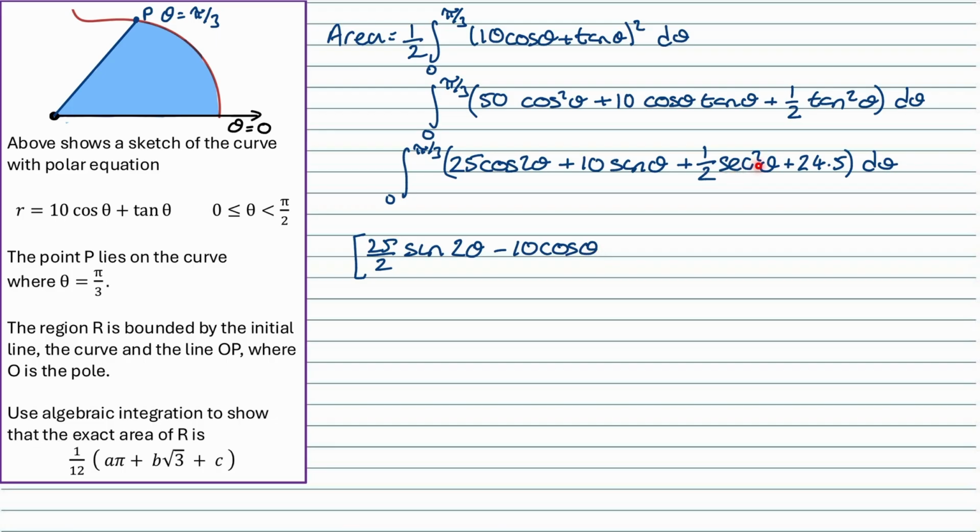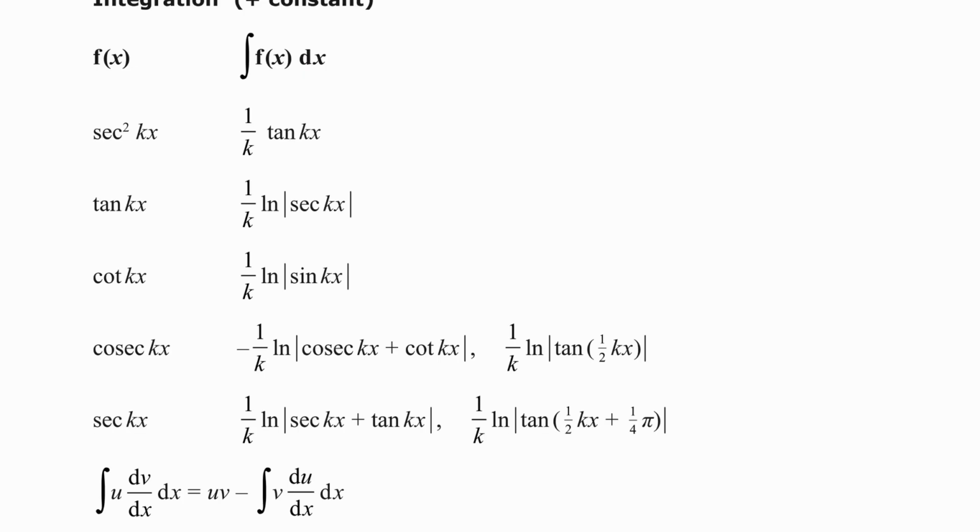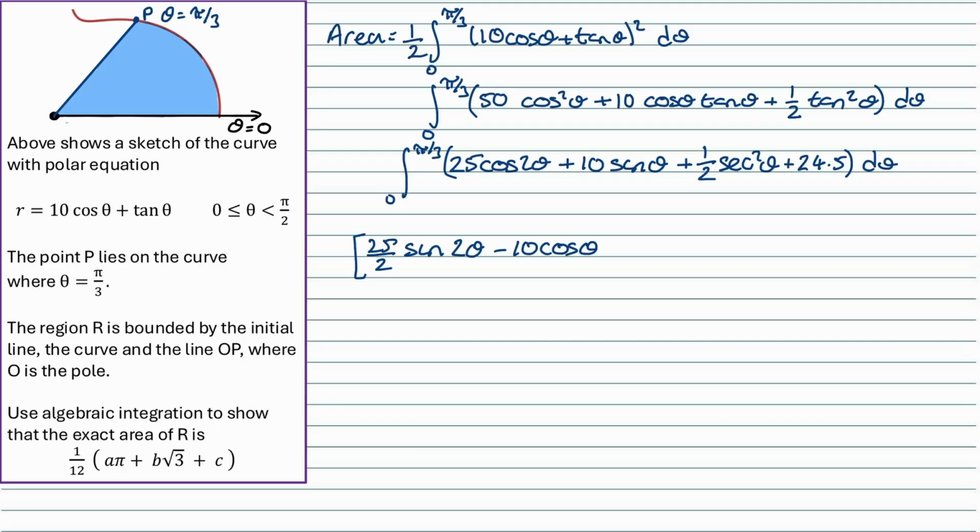And the integral of sec squared is a standard integral given in a formula booklet. If we go to our formula booklet, you can see that because k is 1, this will just be tan of x. So if I go back to my notebook, the integral of a half sec squared theta will become 1/2 tan theta. And when we integrate the 24.5, we'll get 24.5 theta, between the limits of pi over 3 and 0.